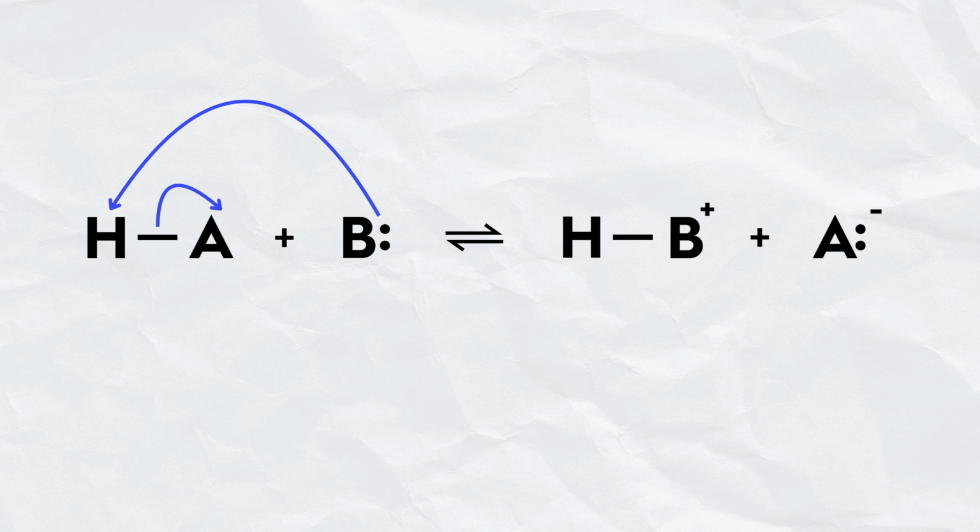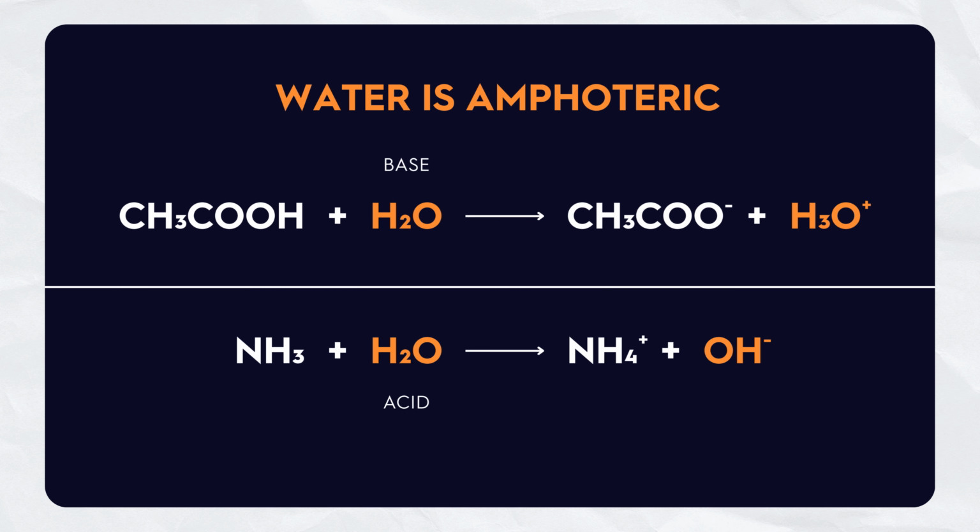So far, we've got the model, the arrow rules, the conjugate pairs, and water's two hats.